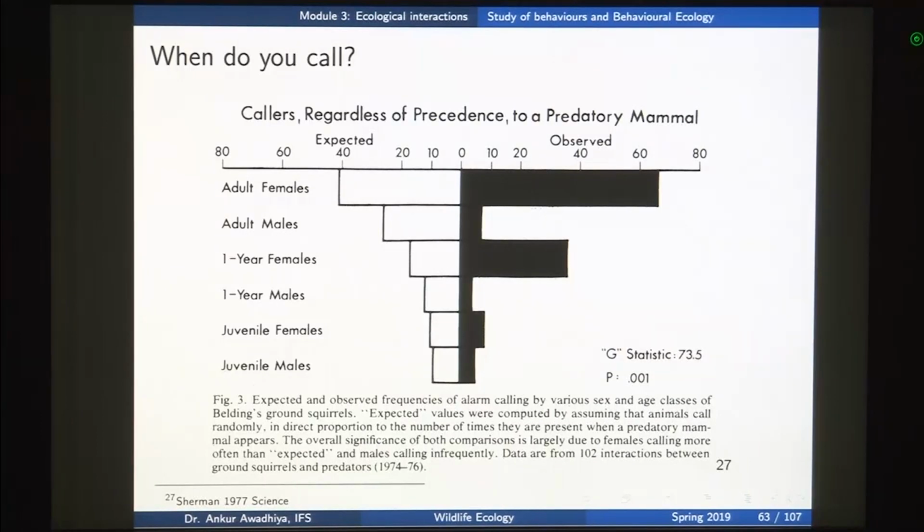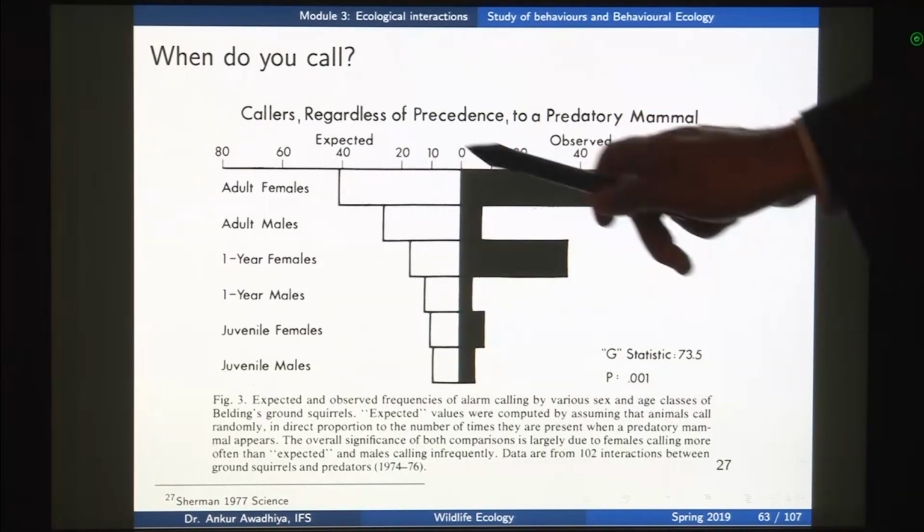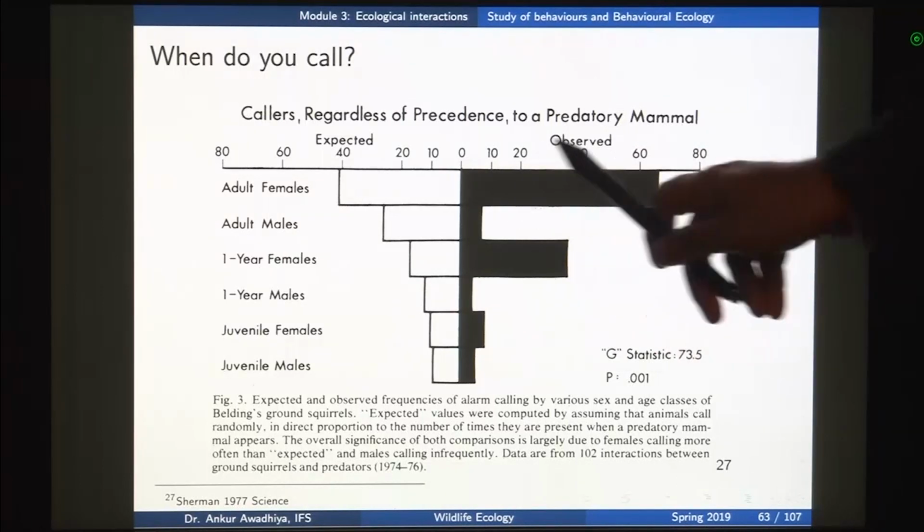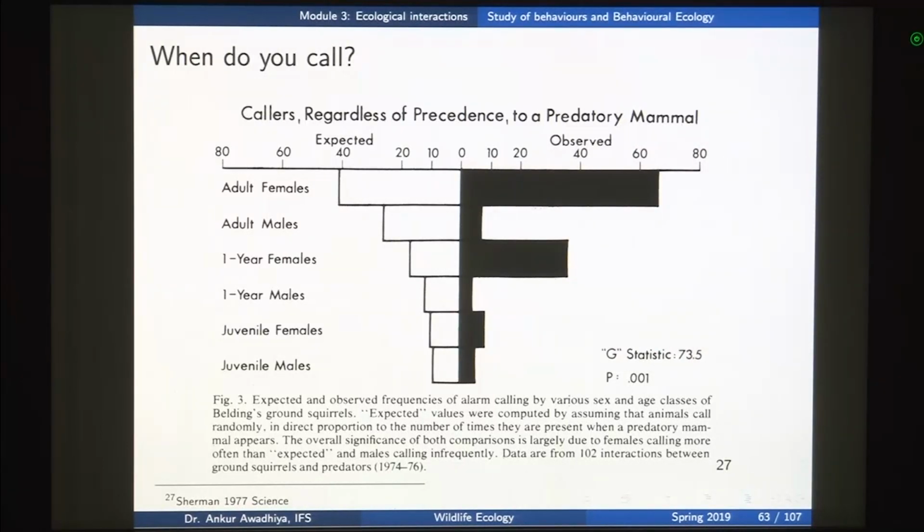So, essentially if you have more females, or situations in which the females were there when a predatory animal had come there. So, we put a random chance that every animal is going to make a call every n number of times. From that we get this expected rate of calling, and here you observe the observed rate of calling. So, this is what actually happens on the ground.